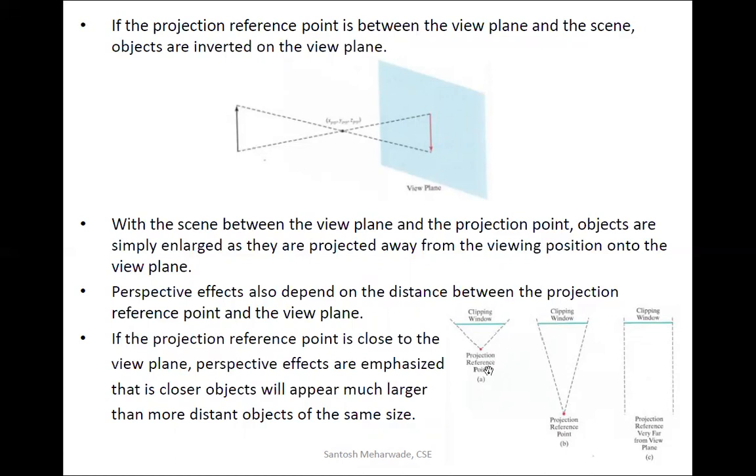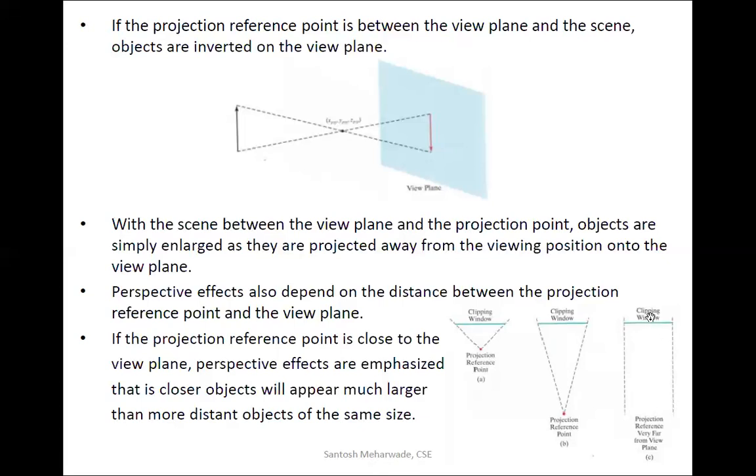And if you see some other cases, see the projection reference point, that is the center of projection. If this is the clipping window, if our center of projection is very near to the clipping window, we are going to get a limited viewing angle. That we call the field of view. Similarly, whenever the center of projection goes away from the clipping window, our field of view angle is going to reduce.